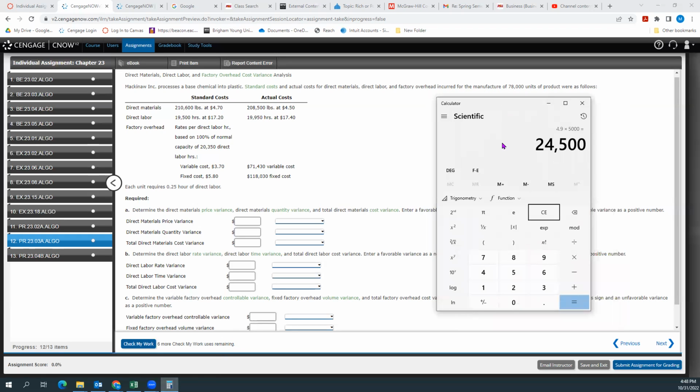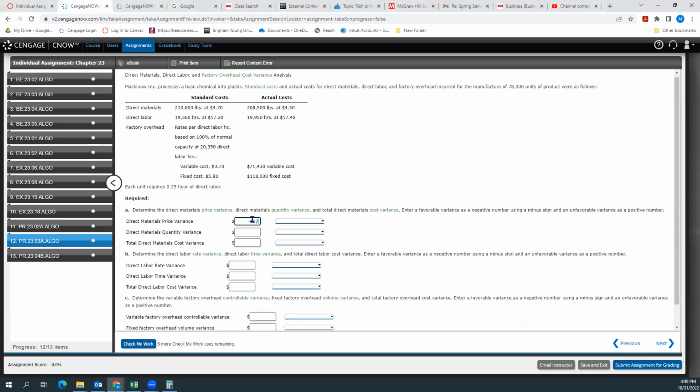Actually, I think I did that wrong. For actual price, $4.50 minus the standard price of $4.70 gives us -20 cents per pound. Then we multiply that by the actual quantity, 208,500 pounds. So our direct materials price variance is -41,700. And whenever it's negative, we say that it is favorable.